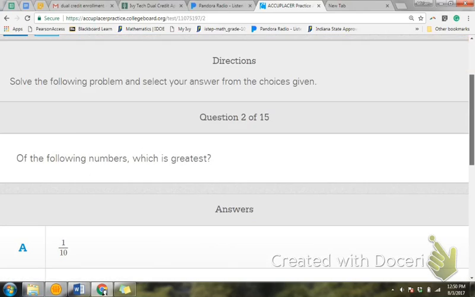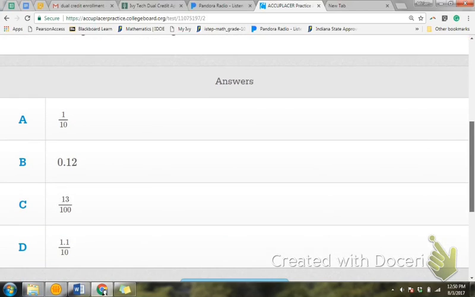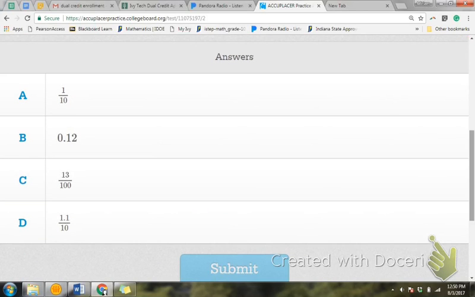Of the following numbers, which is the greatest? Now again, what do we have here? We have division or we have fractions. This one's already there for us. We know that 1 divided by 10, let's go ahead and do that if you need to. You should be doing this with me, not just staring at the board. 1 divided by 10.